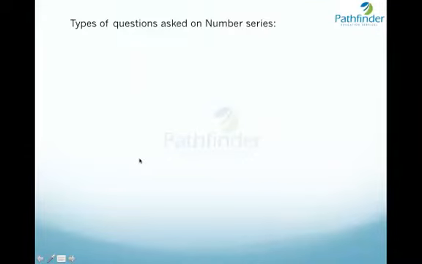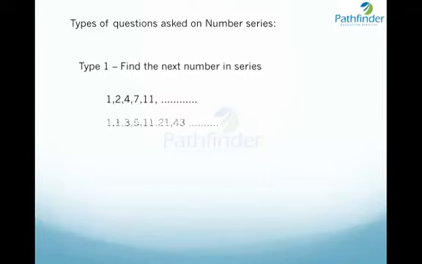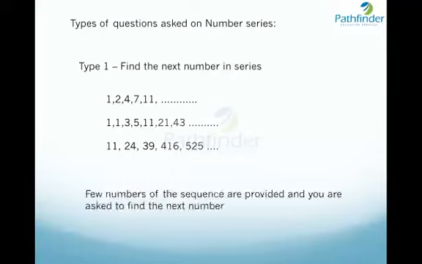So next we go to the types of questions asked on number series. Type 1, find the next number in series. In this question you are given a series the way it is displayed on your screen. 1, 2, 4, 7, 11 is a series. 1, 1, 3, 5, 11, 21 and 43 is a series. And you are asked to find the next number in the sequence. So a few numbers are already provided and you are asked to find the next number. This is the first type of question that you will see on your exam.